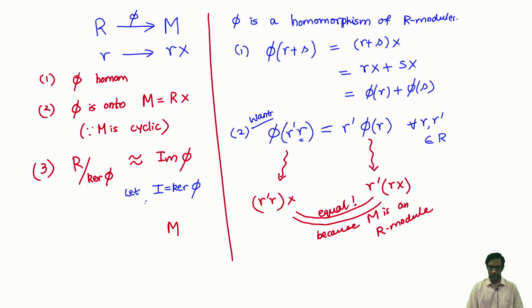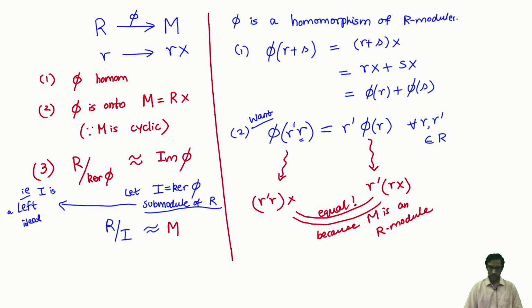Then we already know it's a submodule of R, but a submodule, remember, is the same as a left ideal. Okay, so it says R modulo the kernel is actually isomorphic to M, and that's exactly what we needed to prove. So we just had to realize that submodules are the same as left ideals, i.e. I is a left ideal.